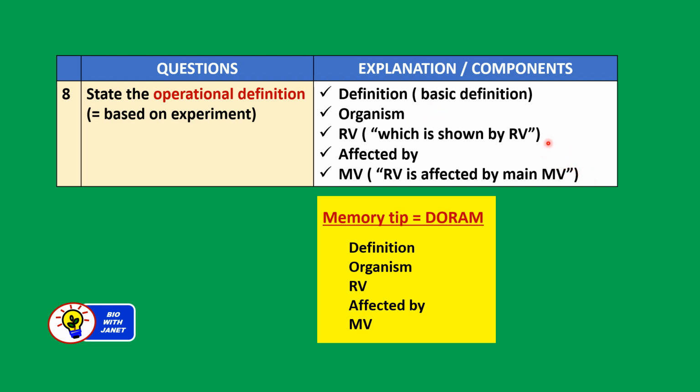And then the RV: you can put it after the definition, which is shown by the sub-RV. And then affected by MV, so the RV is affected by MV. My memory tip here is DOREM, like Doraemon. D for definition, O for organism, R for RV, but it is stated in this format, shown by the RV. And then affected by MV. The RV is affected by MV; you can make that a separate statement also. Okay, let's look at some examples.